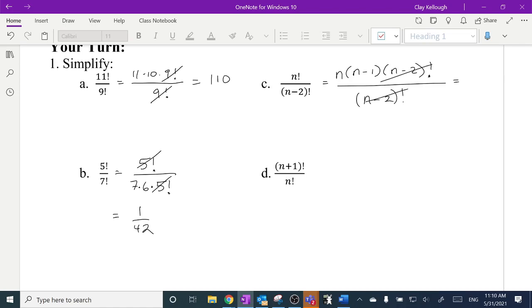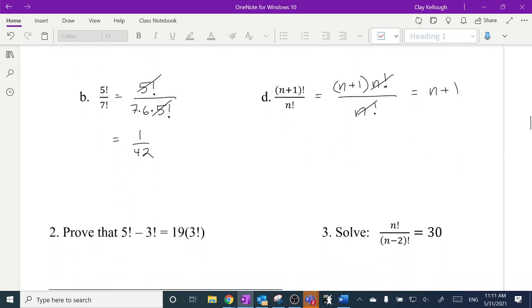So that's going to be n squared minus n. Okay, let's think about this one logically. N plus 1 factorial is itself times the next smaller number, which would be n, and then times n minus 1 times n minus 2. But I can stop there and put a factorial on it. And there we go, n plus 1. Check it out.